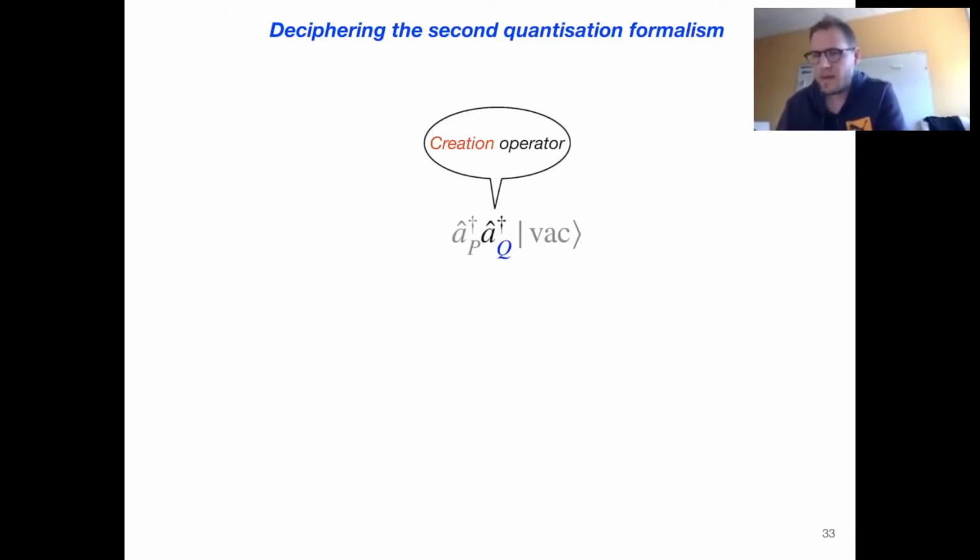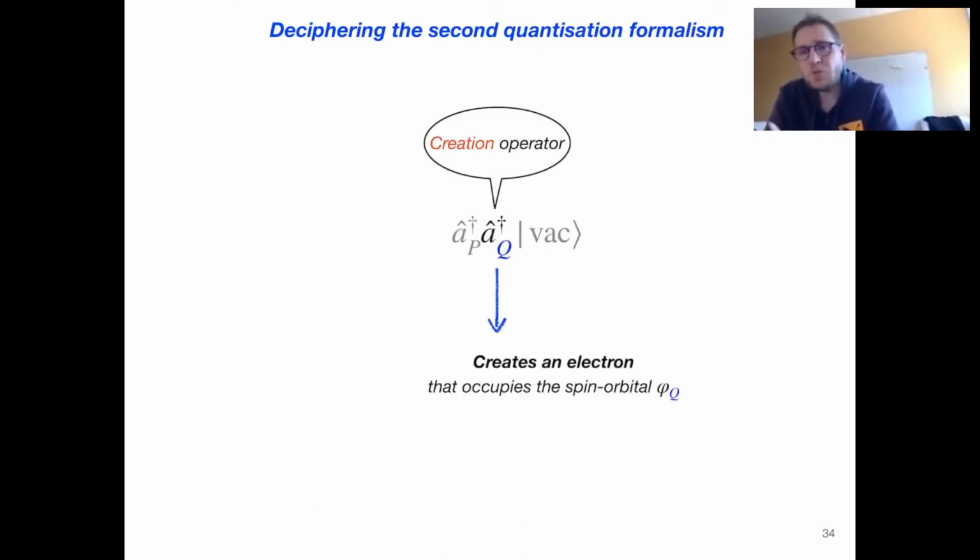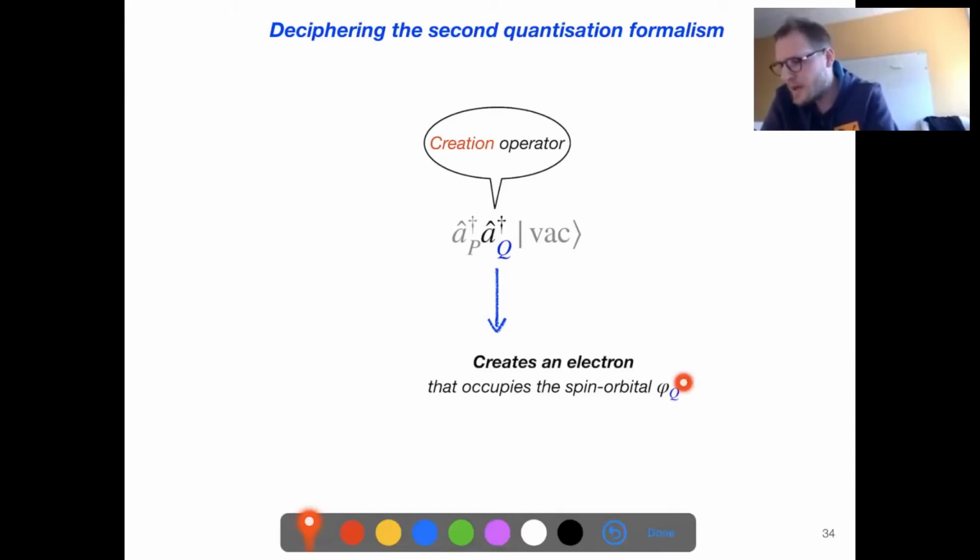So why is it called like that? Because its job is to actually create an electron and put that electron into the spin orbital phi_q. You see the index q here, the capital letter that I'm using to refer to a specific spin orbital, is very important because this is exactly the index that I put as a subscript when I'm writing A_q dagger. So A_q dagger means that I create an electron. I start from the vacuum, and when this operator acts on the vacuum, you create a first electron.